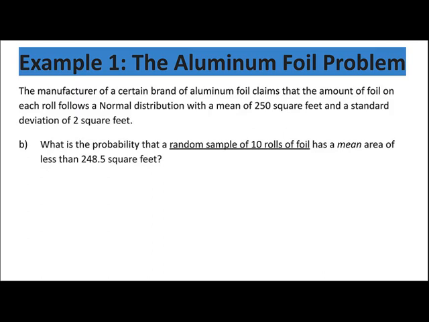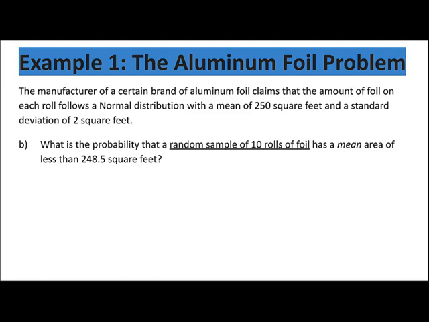Alright, so this is example 1, part B, that I skipped during class, or in the class video. So to talk through what's going on here, it says the manufacturer of a certain brand of aluminum foil claims that the amount of foil on each roll follows a normal distribution with a mean of 250 square feet and a standard deviation of 2 square feet.